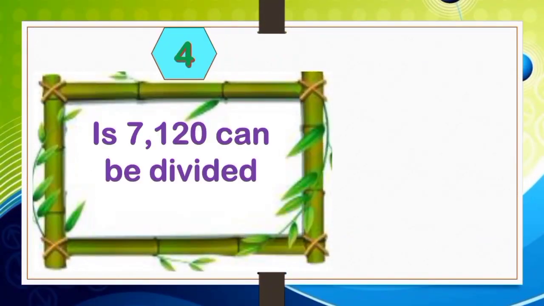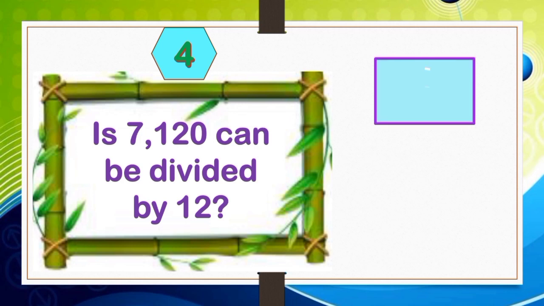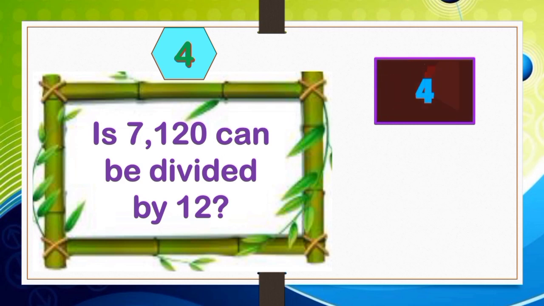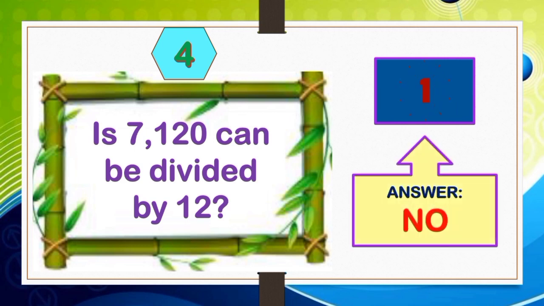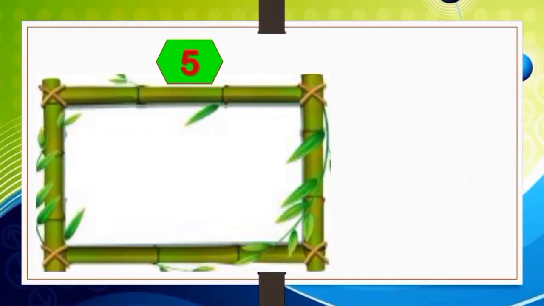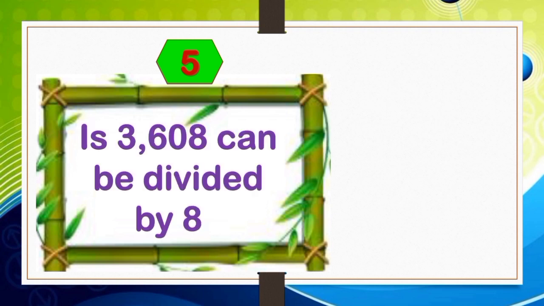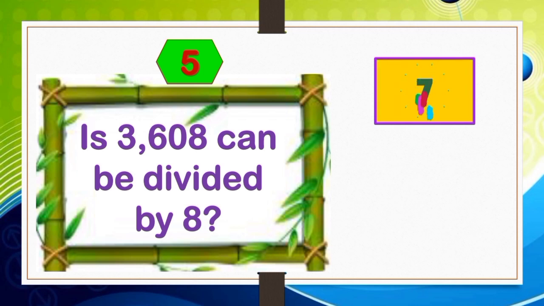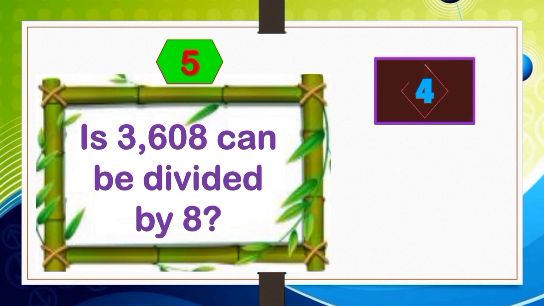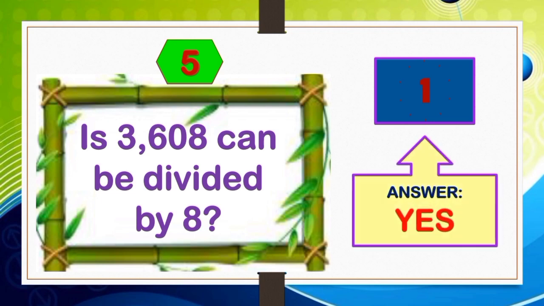Number 4. Can 7,120 be divided by 12? Your 10 seconds starts now. Time is up, children, and the answer is no. Finally, number 5. Can 3,608 be divided by 8? Your 10 seconds starts now. Time is up, and the correct answer, children, is yes.